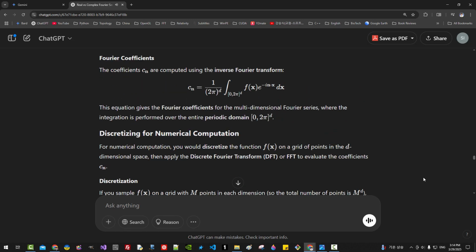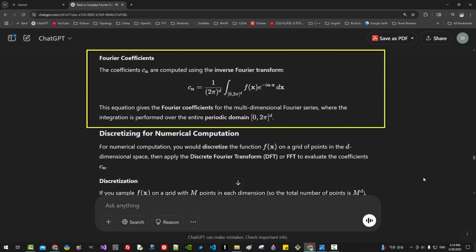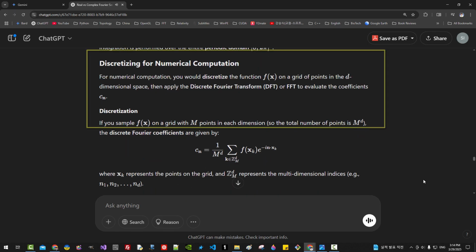Fourier coefficients. The coefficients c_n are computed using the inverse Fourier transform. c_n = (1/(2π)^d) ∫ from 0 to 2π of f(x) e^{-i n·x} dx. This equation gives the Fourier coefficients for the multidimensional Fourier series, where the integration is performed over the entire periodic domain, [0, 2π]^d.